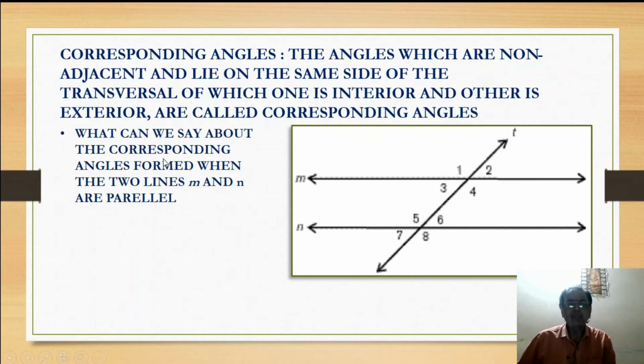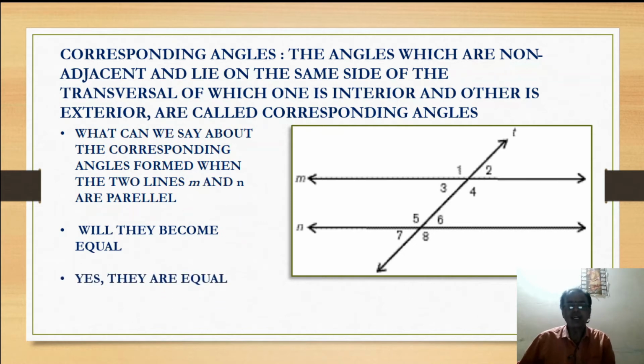So what can we say about the corresponding angles formed when the two lines M and N are parallel? Whenever M and N are parallel, will they become equal? Yes, they are equal. I have taken these two lines as parallel for our understanding purpose. If they are parallel, then the corresponding angles must be equal. Keep remembering this point.